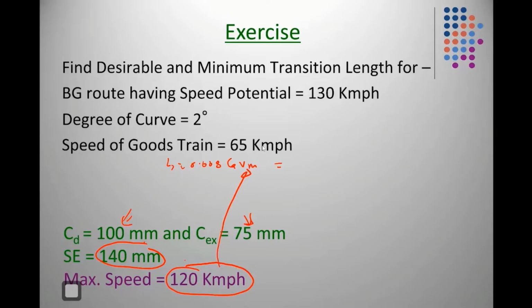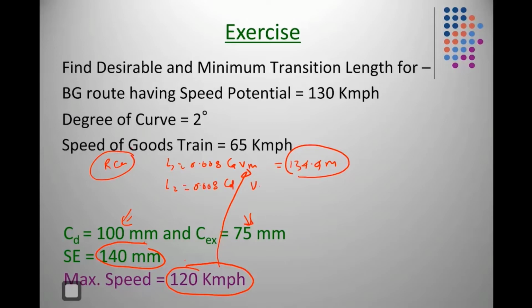So this value is coming as 134.4. So this is my length of transition that is required from my RCA consideration. इतना चाहिए अगर मुझे 35 मिलीमीटर पर सेकंड के अंदर रखना है, तो इतना लेंथ ऑफ ट्रांजिशन मुझे चाहिए. Coming to L2, L2 is equal to 0.008 into CD into VM.